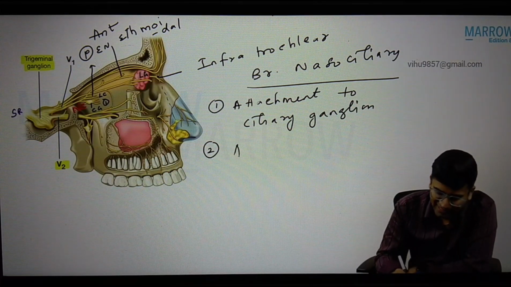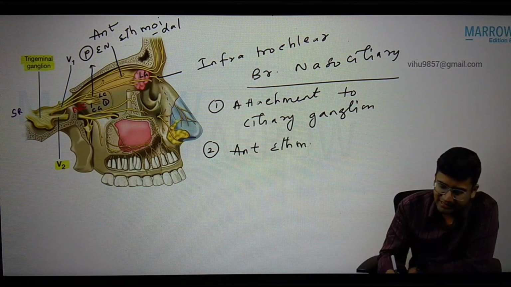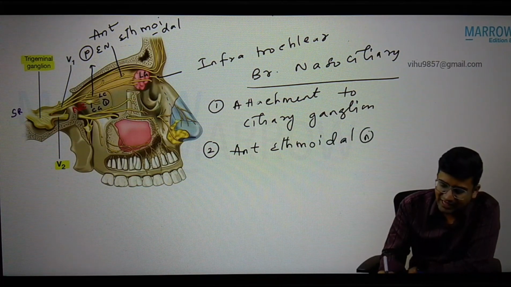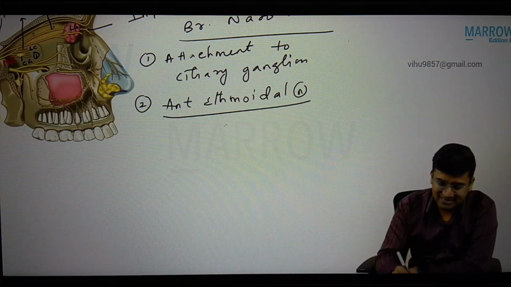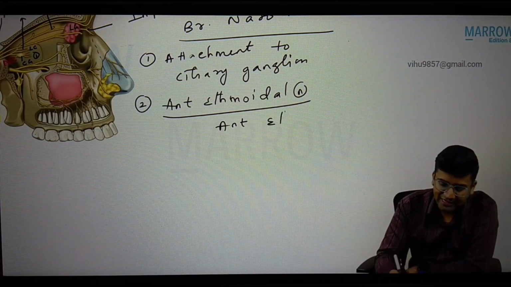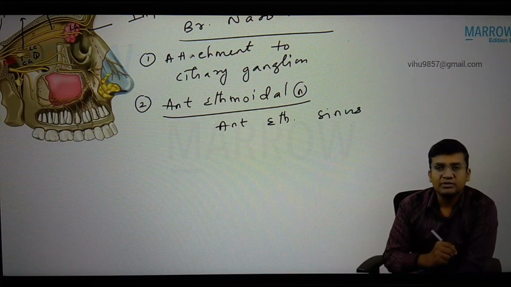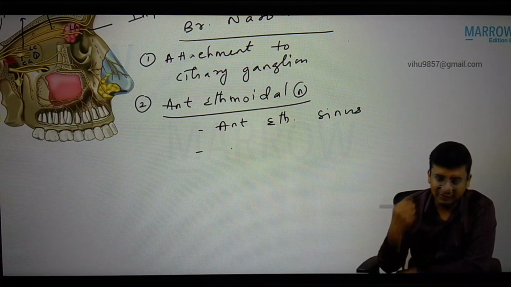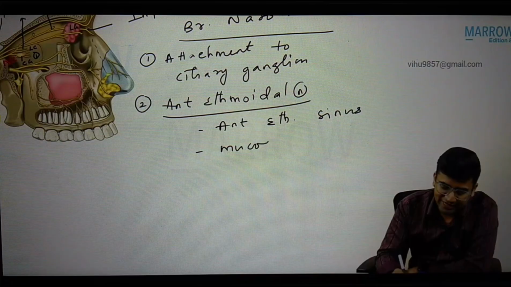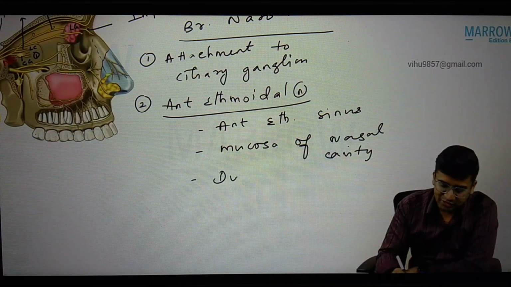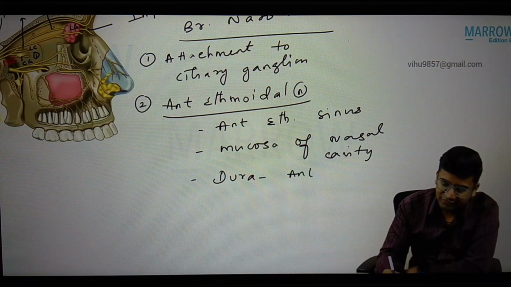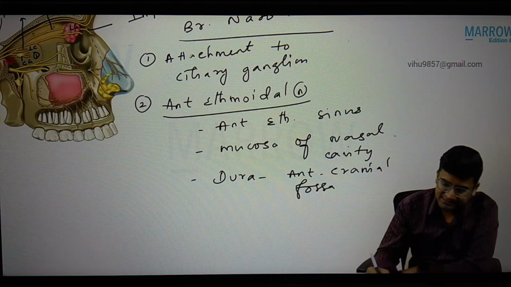Number two, anterior ethmoidal nerve. See the function of the anterior ethmoidal nerve: it gives fibers to the anterior ethmoidal sinus. It also carries fibers from the mucosa of the nasal cavity, and it also supplies the dura of the anterior cranial fossa.